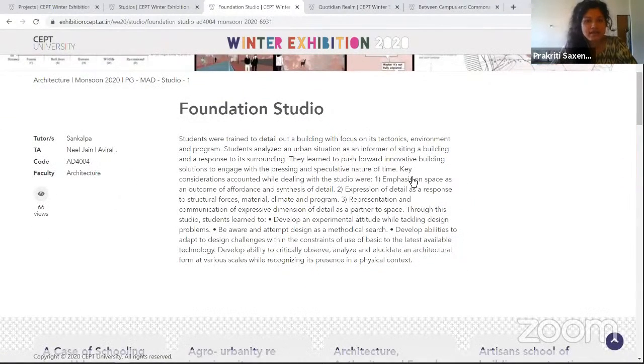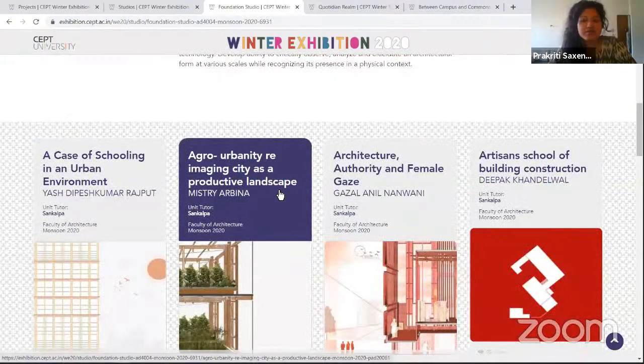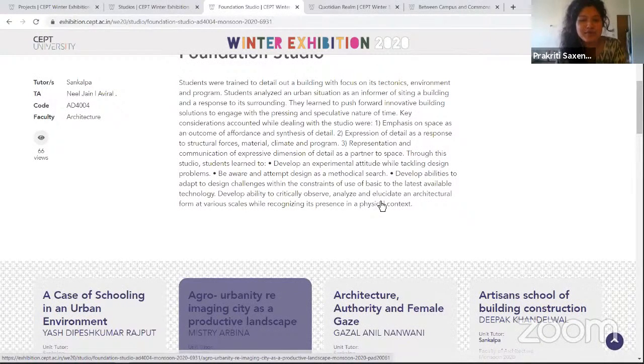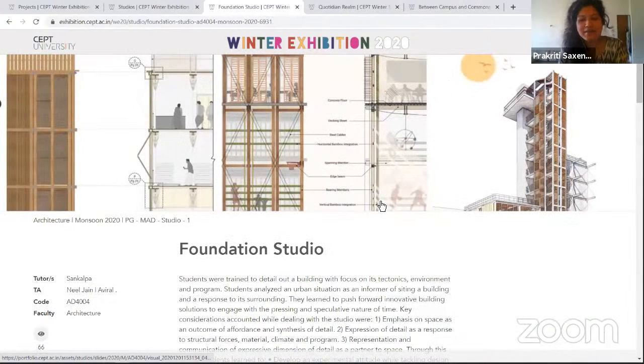And as you scroll down, you will be taken to the individual projects of the students, and you can click on each one of them to view them in detail. So that's all from us. Thank you. I hope you have a good time going through our work.